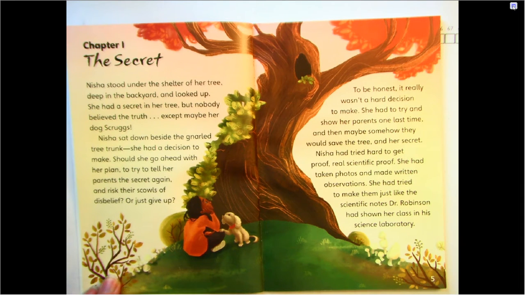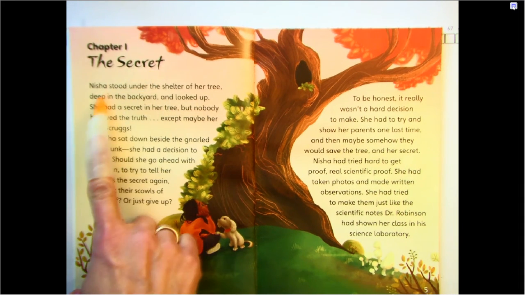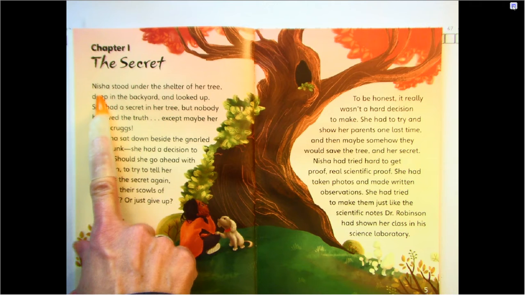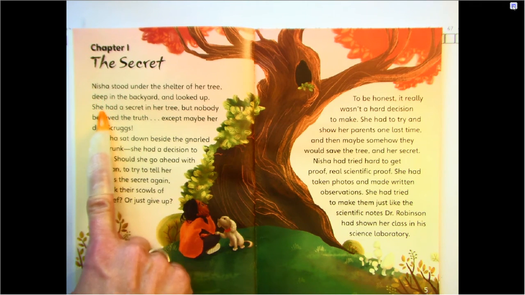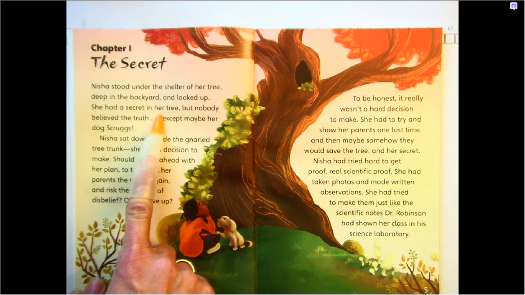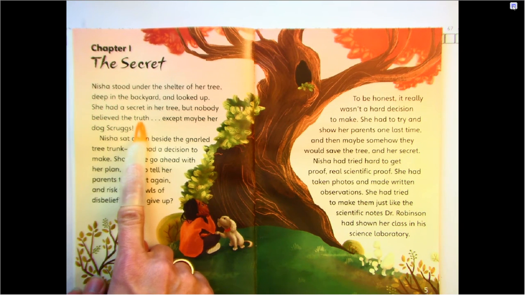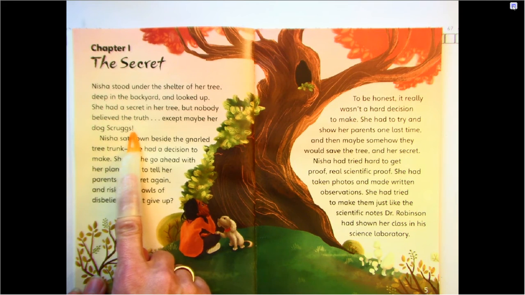Chapter 1 is called The Secret. Nisha stood under the shelter of her tree, deep in the backyard, and looked up. She had a secret in her tree, but nobody believed the truth, except maybe her dog, Scruggs.